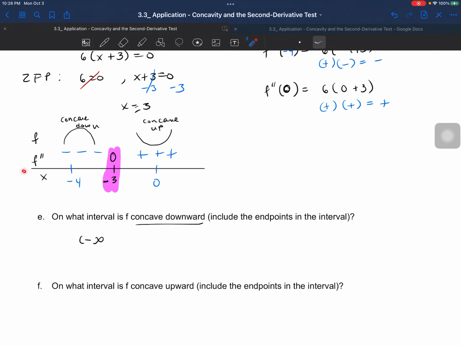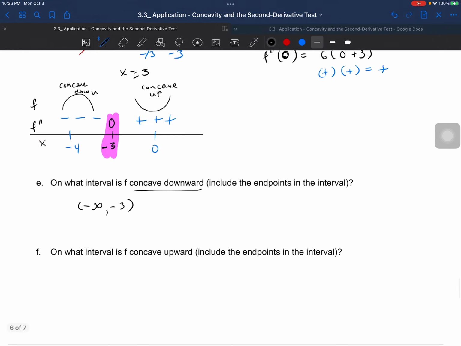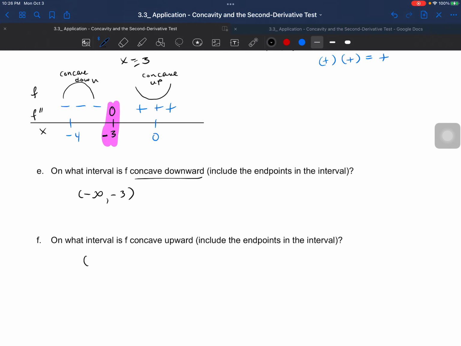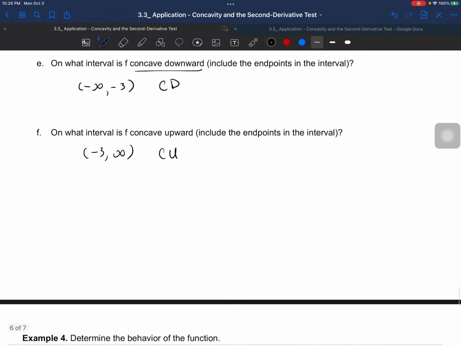So concave downward is from negative infinity, right? If we look from negative infinity all the way to negative 3. And concave upward from negative 3 to positive infinity. And there you go. So we found where the function is concave up and concave down. Concave up, concave down, concave up. All right.